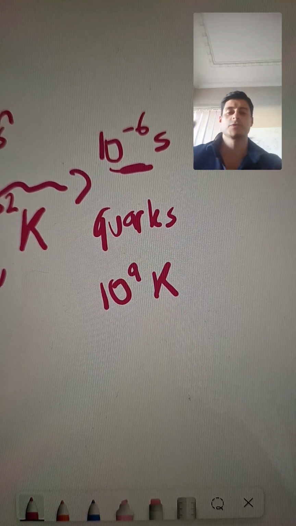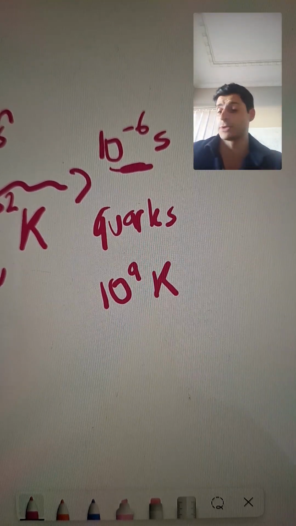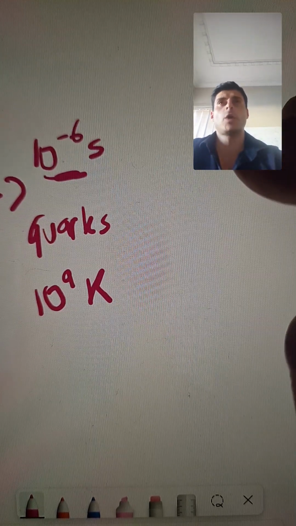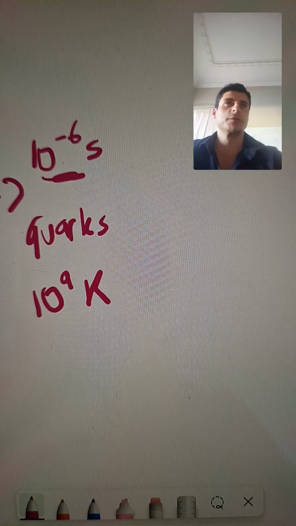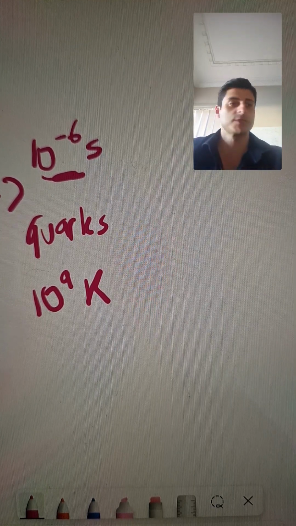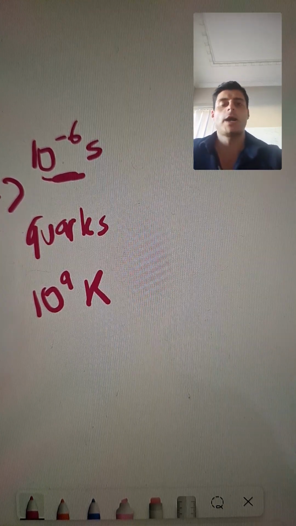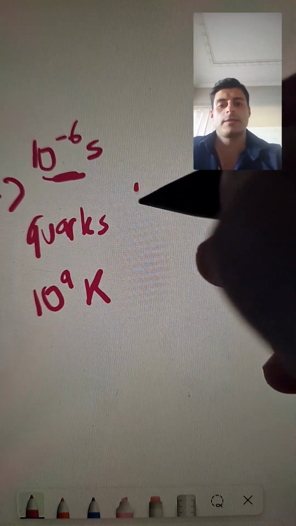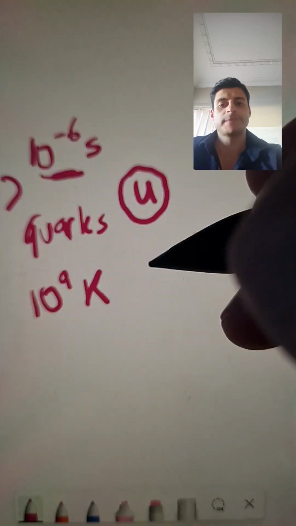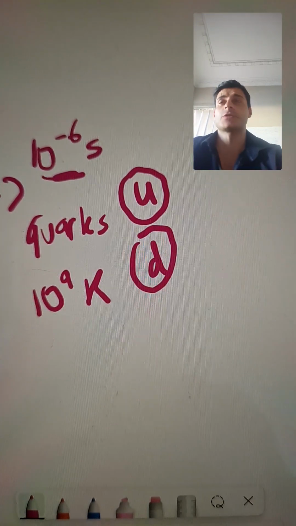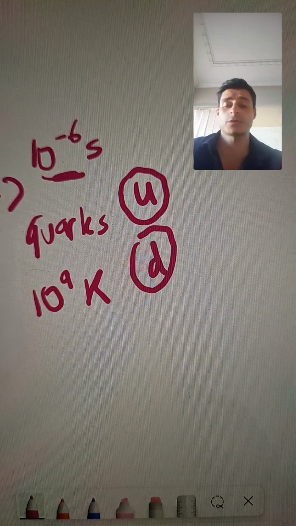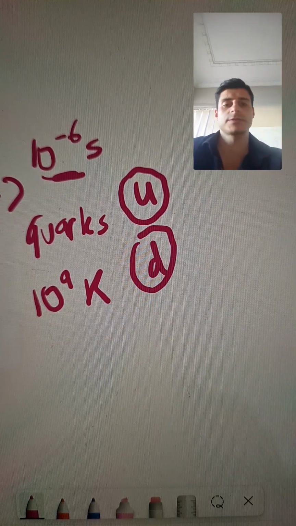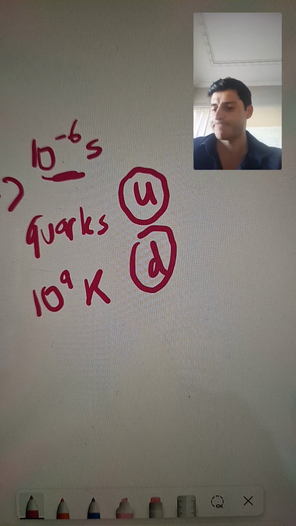So the universe was cool enough. I know it's an extremely high temperature, but it was cool enough for quarks to condense. And quarks are fundamental particles. Fundamental means nothing else is more basic than a quark, just like an electron. And quarks make up protons and neutrons. Okay, so there's a quark called the up quark, and there's a quark called the down quark. And these types of quarks make up protons and neutrons. There's other types of quarks too, like the top, bottom, and charm and strange. But for argument's sake, let's just focus on these two types of quarks.